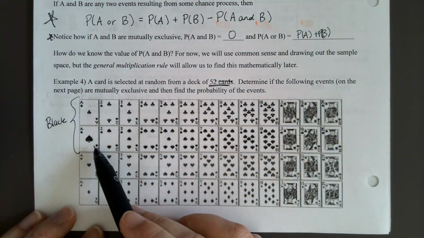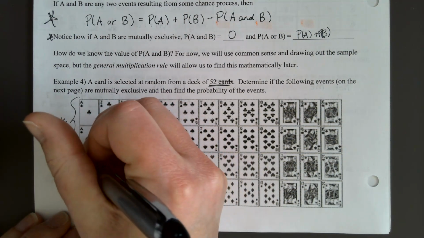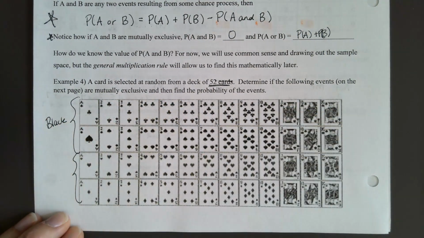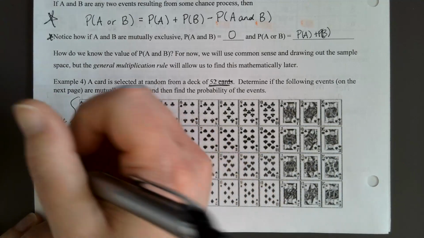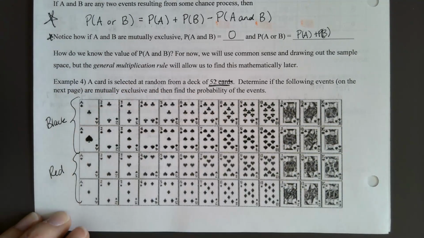So you have clubs and spades that are both black. And then you also have hearts and diamonds that are both red. So you have half the deck is black, half the deck is red. So just keep that in mind.